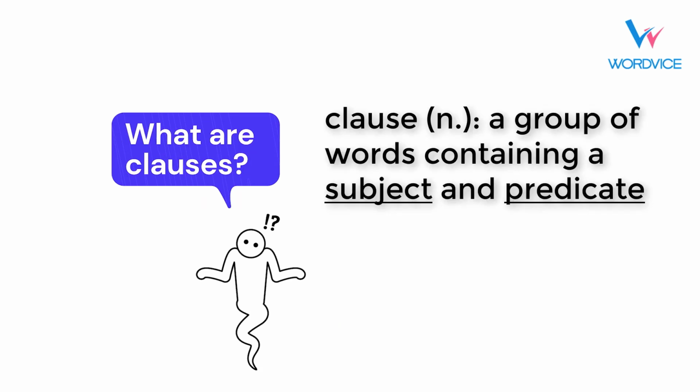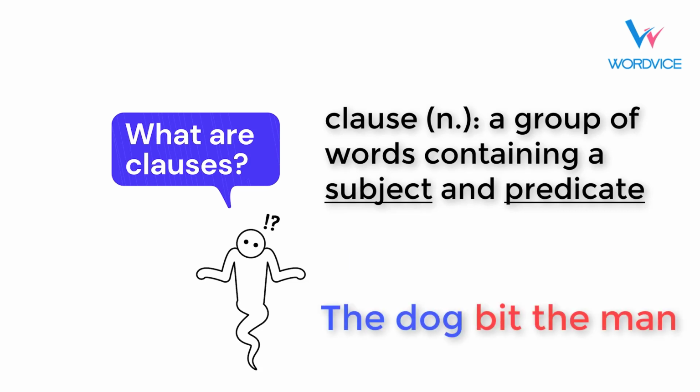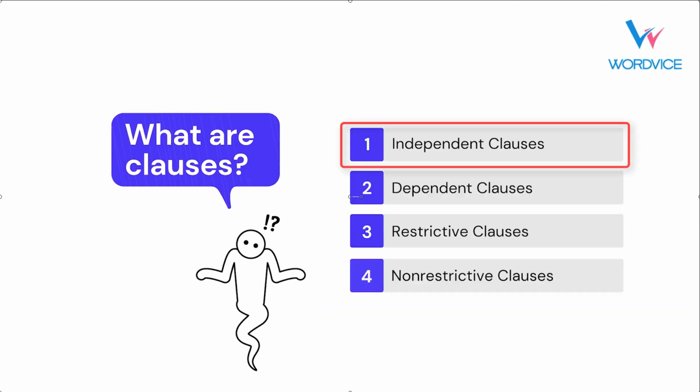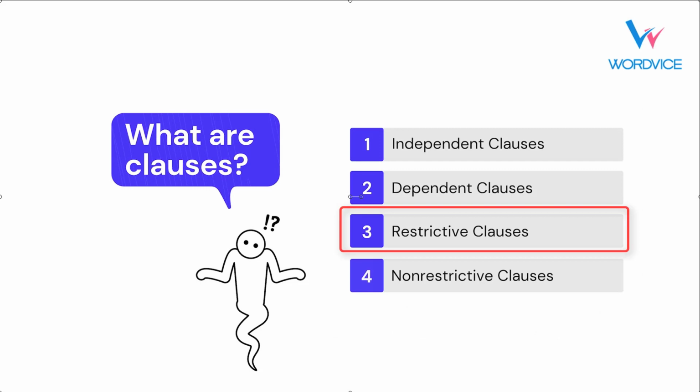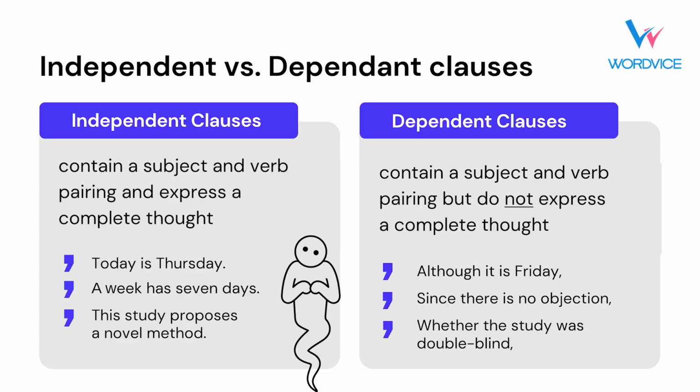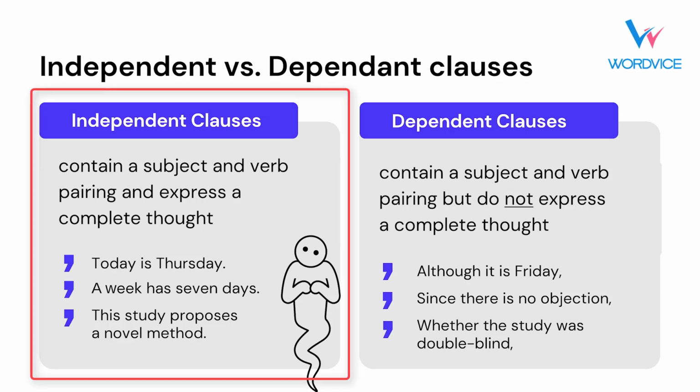A clause is a group of words containing a subject and predicate and functioning as an element of a complex or compound sentence. There are 4 types of clauses: independent, dependent, restrictive, and non-restrictive. First, let's compare independent and dependent clauses. Independent clauses contain a subject and verb pairing and express a complete thought. Independent clauses are complete sentences.